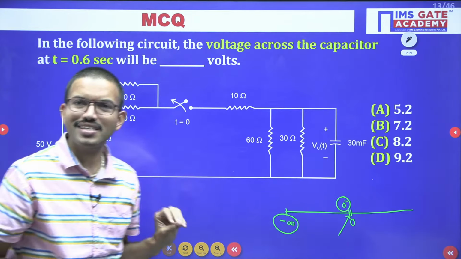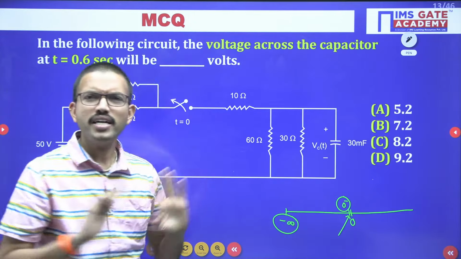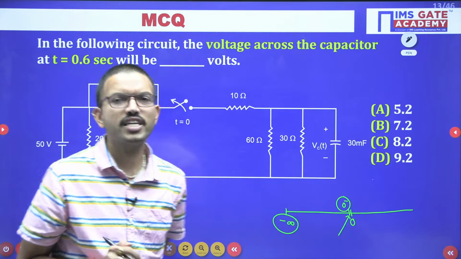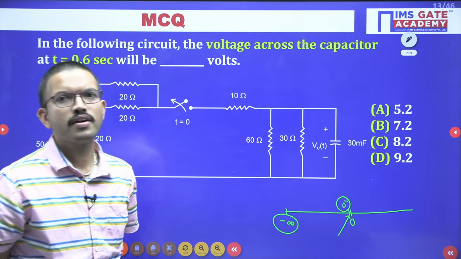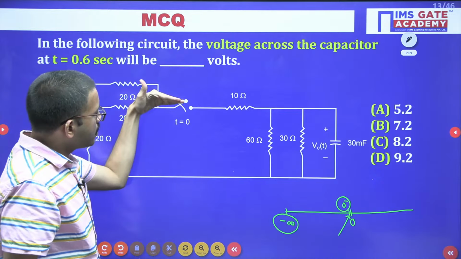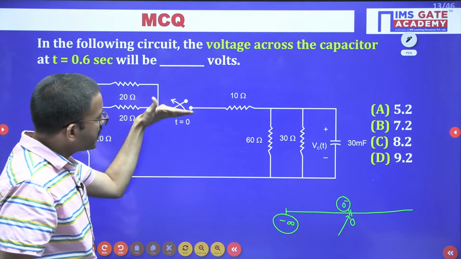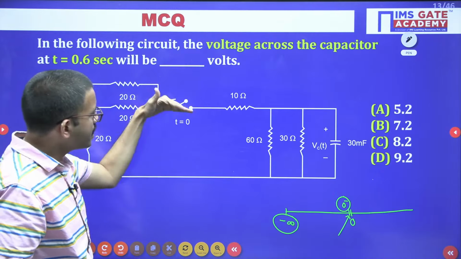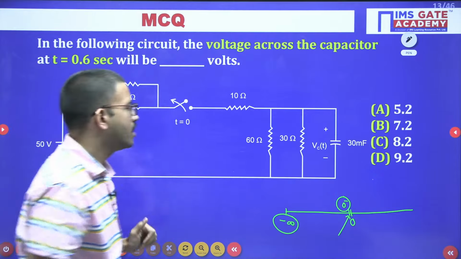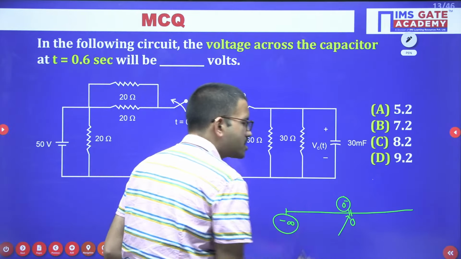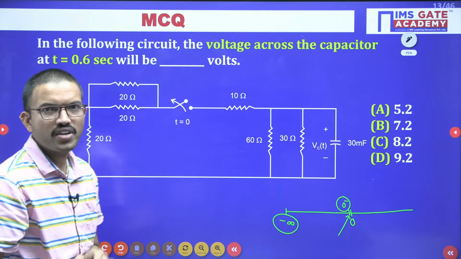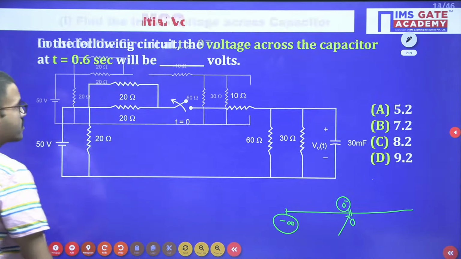Once these basics are clear for everyone, then no matter the level of the question regarding transients, all of you can attempt the question correctly. That much guarantee I am going to give, but the basics you should be strong. See, at t equal to 0 instant we are opening the switch. That means slightly before the switching action, the switch was already kept closed. So at t equal to 0 minus instant, the circuit has already reached the steady state. This is the first and foremost observation point.